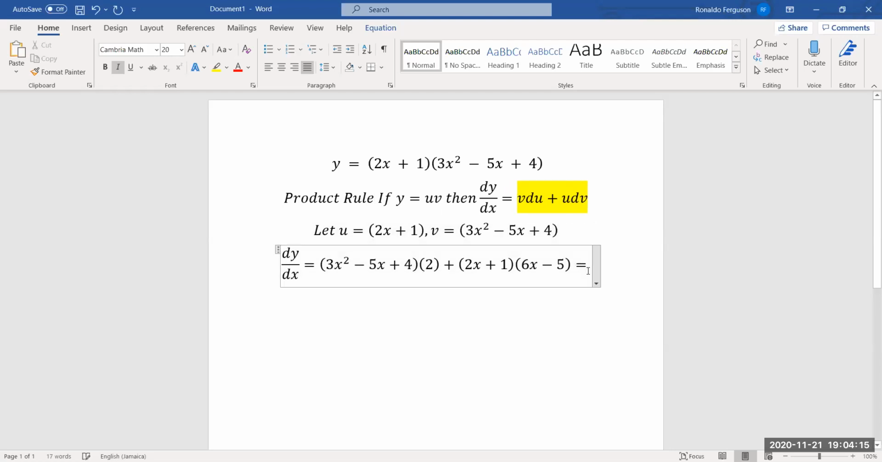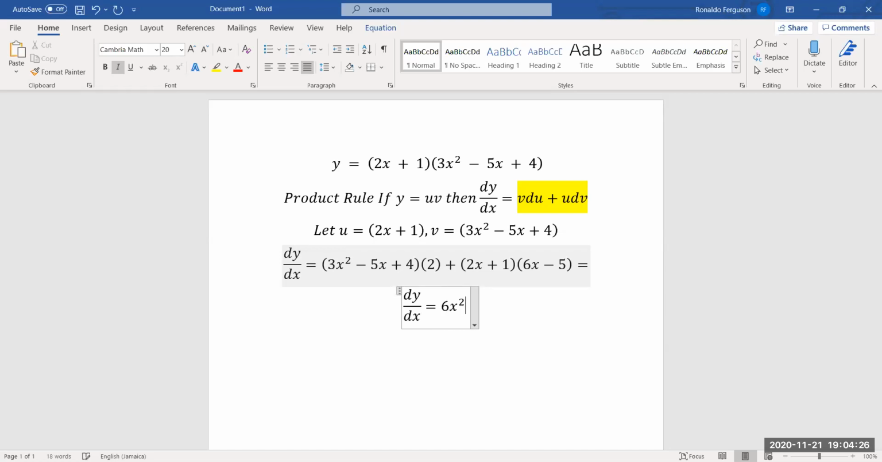So now let's do that. Multiply the 2 times 3. What we're getting is dy by dx is equal to 6x squared, 2 times the 3x squared, 6x squared, minus 10x. Tell me what we get, plus what? Plus, I'm just expanding the brackets now. Plus 8. Yeah, I'm multiplying out now.